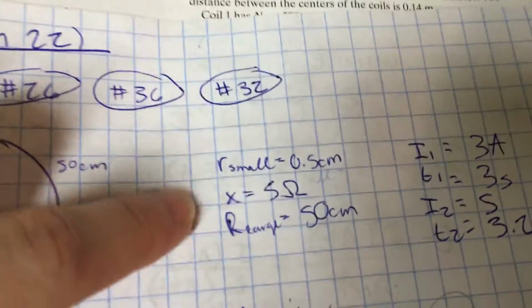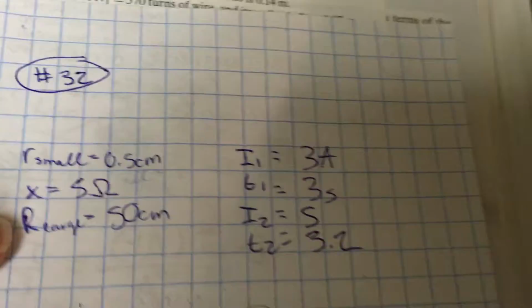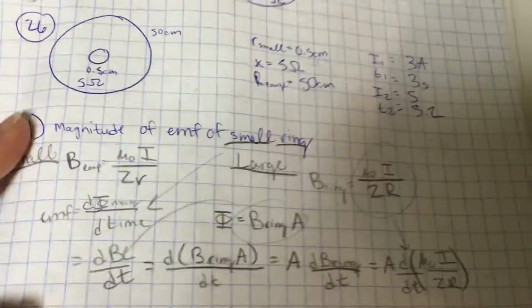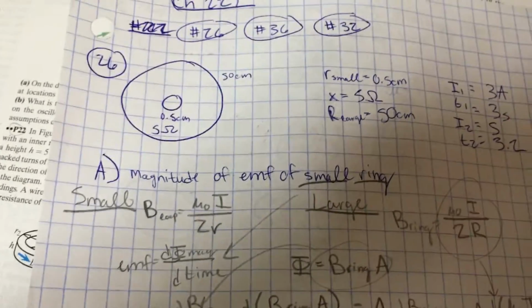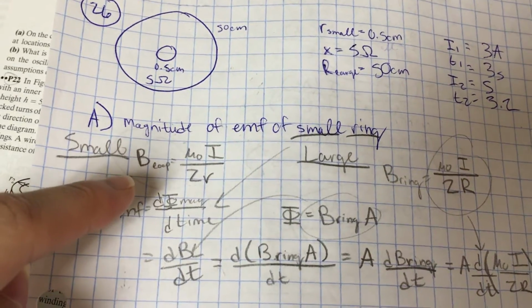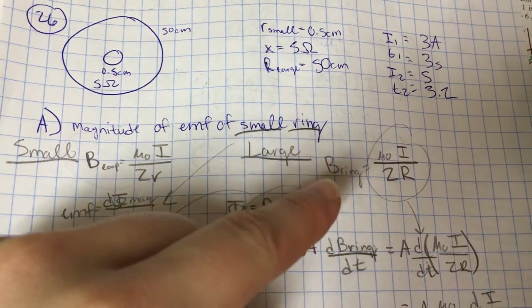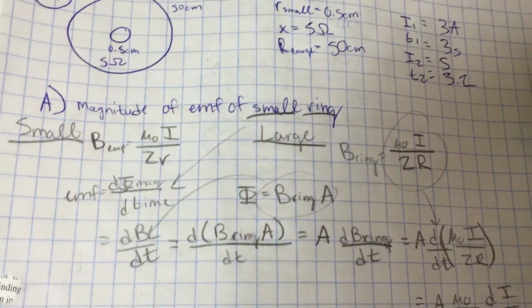So what I've done is I have written down all my values. I have R small, X being the resistance, R large, I1, T1, I2, T2. So I tried calculating the magnetic field, or getting an equation for the magnetic field, of both the large ring and the small ring, since they're both going to have to play a part in this, considering the small ring's affected by the current in the large ring. So I have the B loop, which is my small ring, mu naught I over 2 pi little r. Then I have my large, which is my B ring, mu naught I over 2 pi big R.